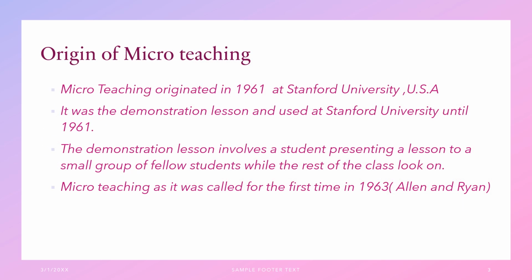Now let us see the origin of micro teaching. Micro teaching basically originated in 1961 at Stanford University, USA, by Dwight W. Allen. It was the demonstration lesson used at Stanford University until 1961. The demonstration lesson involves a student presenting a lesson to a small group of fellow students while the rest of the class looks on. Later on, micro teaching was called by that name for the first time in 1963 by Allen and Ryan.